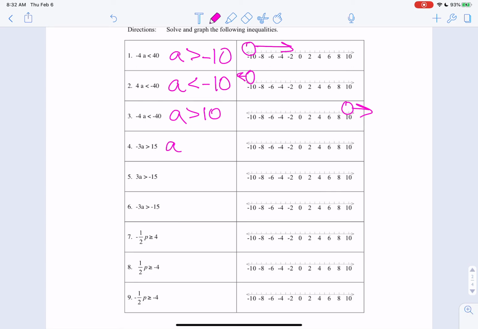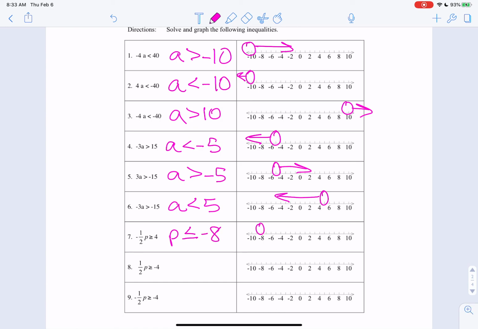For number 4, A is less than negative 5. So I'm going to put my bubble on the negative 5 and the arrow is going to go to the right. For number 5, A is greater than negative 5. So once again, the bubble goes on the negative 5, except this time the arrow goes in the opposite direction. For number 6, A is less than positive 5. For number 7, P is less than or equal to a negative 8.